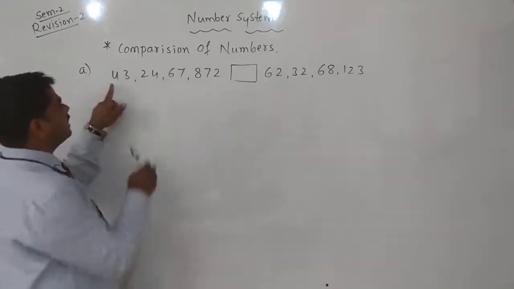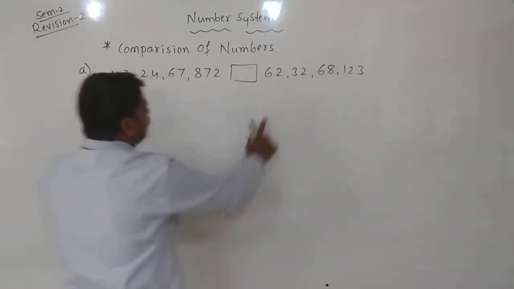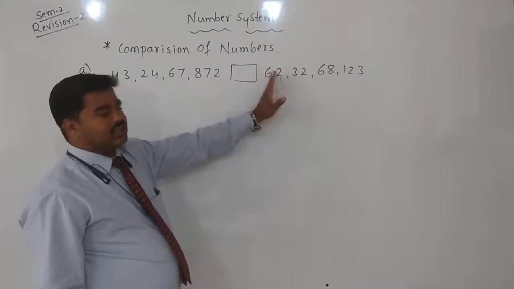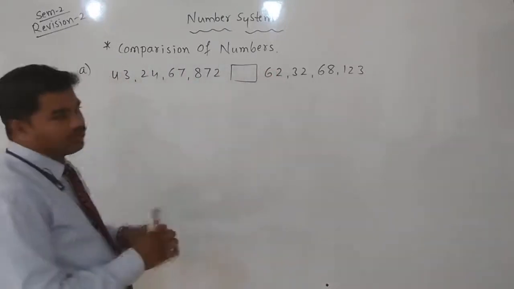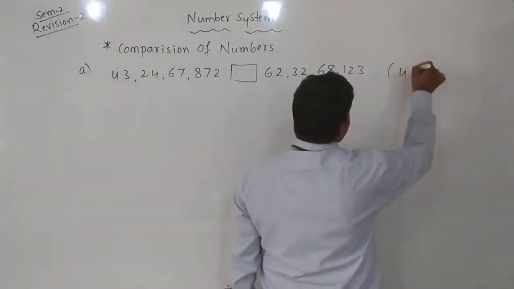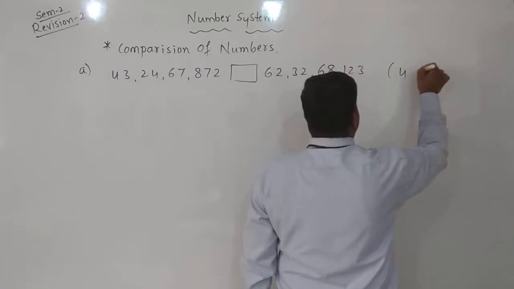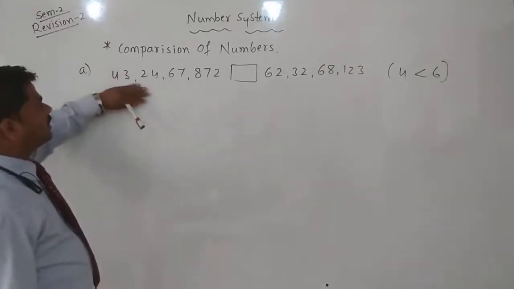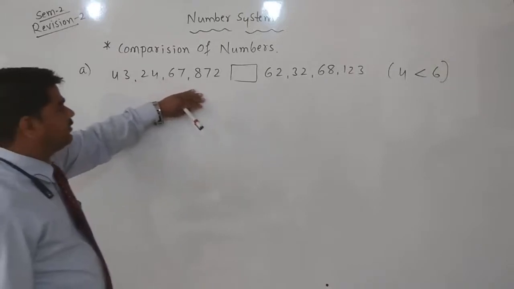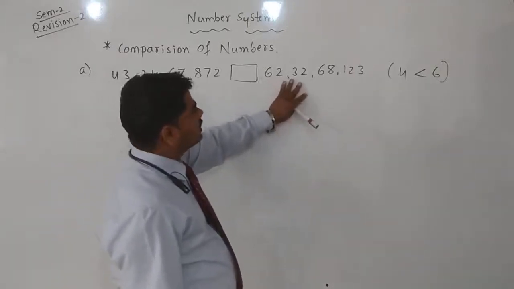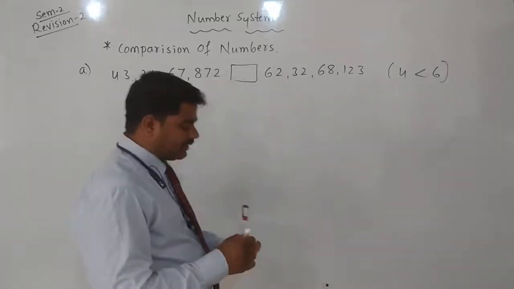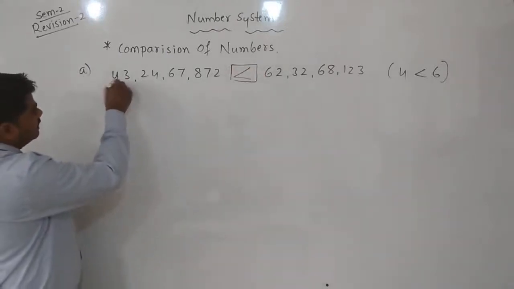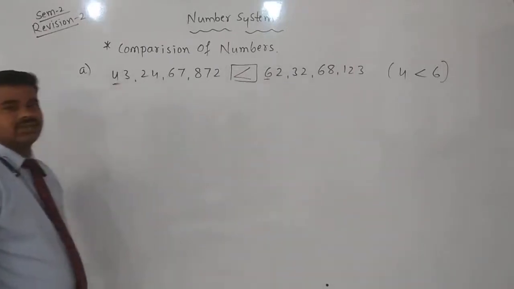The bigger place means here it is 10 crore, here it is also 10 crore. First begin with the bigger place, that is here 40 crore, here 60 crore. Yes or no? Then compare the 4 and 6. We can write 4 is smaller than 6. Automatically the whole number, 43 crore 24 lakh 67,872, is smaller than 62 crore 32 lakh 68,123. Then we can insert the sign, it is smaller than or less than. Where? In the 10 crore place.